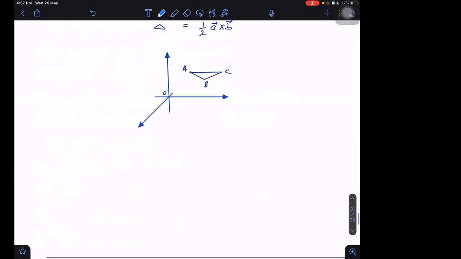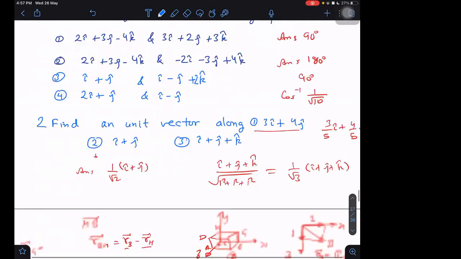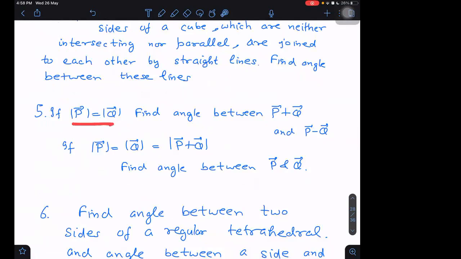After the fifth question. What is the fifth question? The fifth one you have done. You have said P is equal to Q. What is the angle in degrees between P plus Q and P minus Q? If it is given that P is equal to Q, is it 120 degrees? I think right or not? Wait a second, let me think. Angle between P plus Q and P minus Q, not 120.